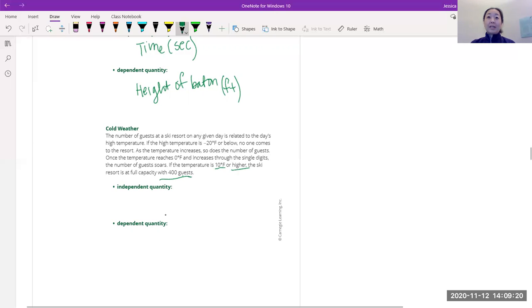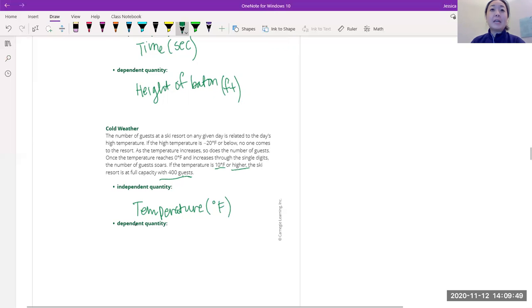So, did you see what I saw? What is the independent quantity? What can we really not change? That's going to be the temperature. Nobody can change that. They can try and predict it, but we can't change it, unless it's in your room and you have a thermostat. So temperature, and that's going to be degrees in Fahrenheit. Or you can write out degrees in Fahrenheit. I'm just going to do that.